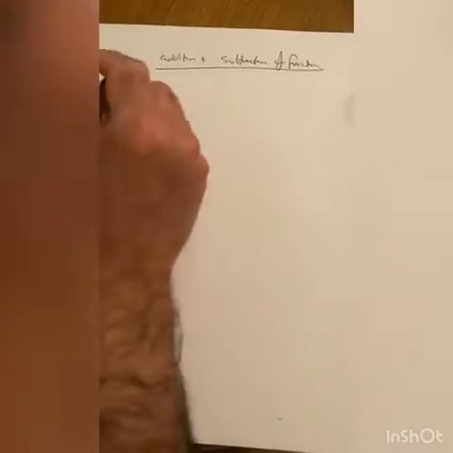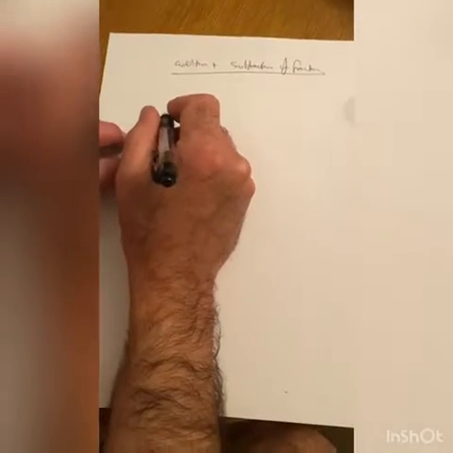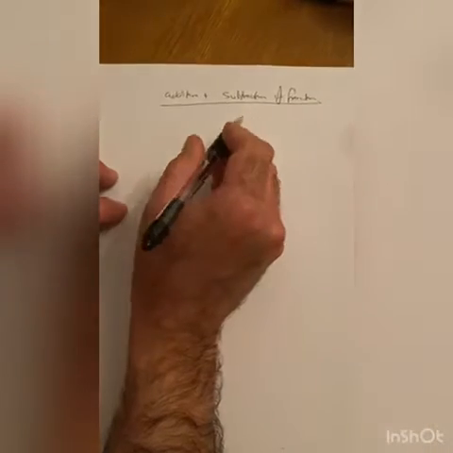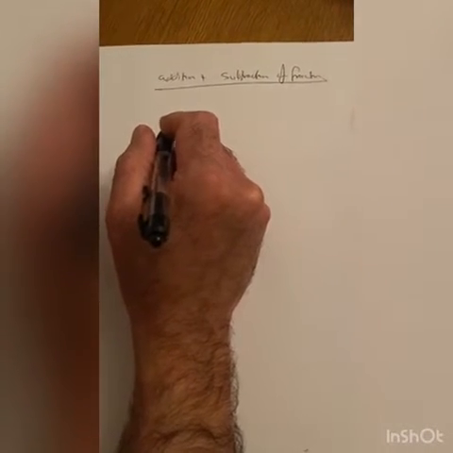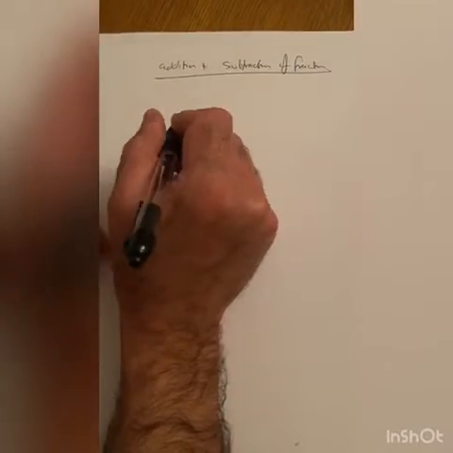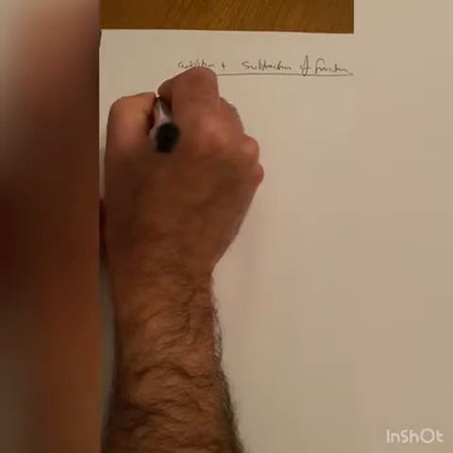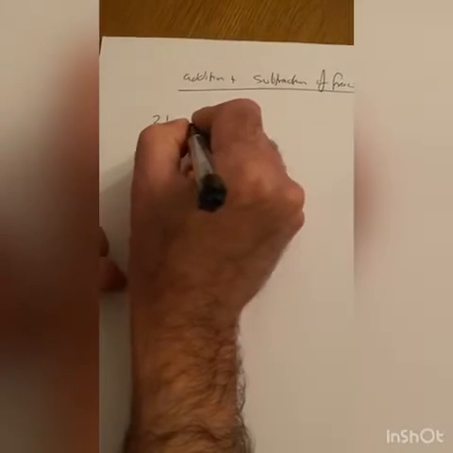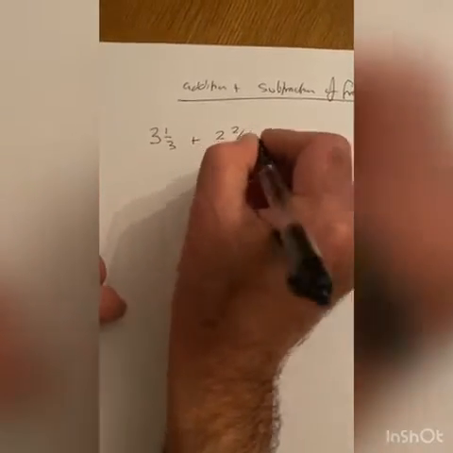Now the important thing here is that you need a common denominator when you're adding and subtracting fractions. And you also just need to add or subtract the top line of the fraction. So best way to look at this is with an example. So we have 3 1/3 plus 2 2/5.